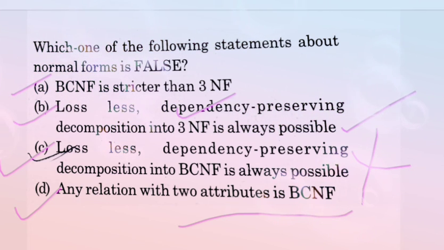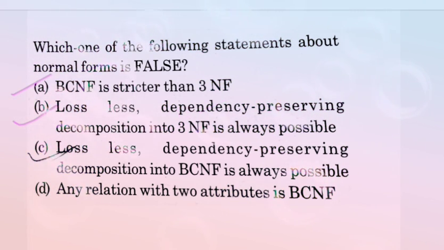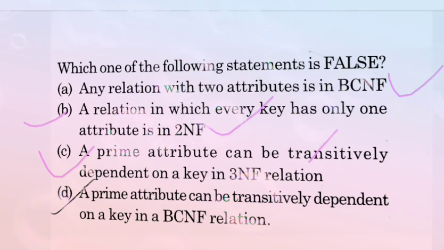Yes, the attribute is in BCNF, so option D is also correct. So we can say that option C is incorrect. Next question: which of the following statements is false?